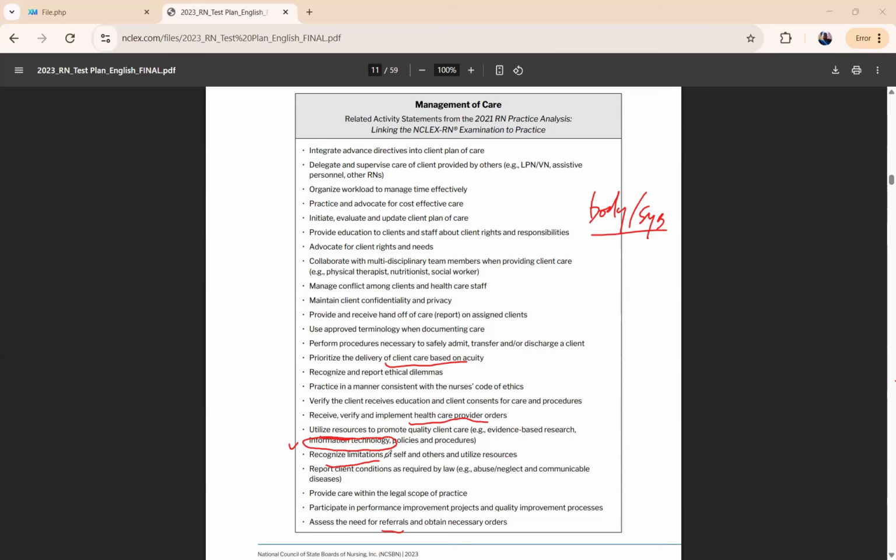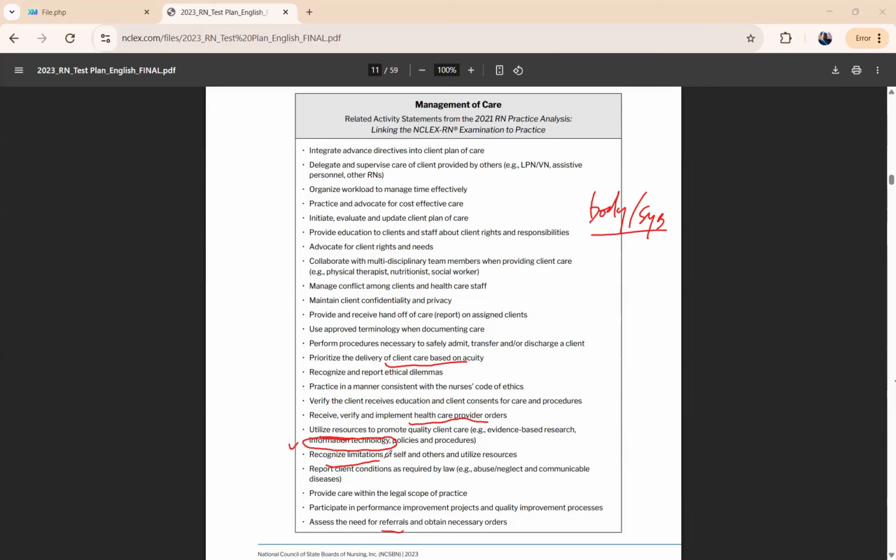And you can also utilize resources. Hospitals tend to have manuals for certain procedures that you want to carry out. So if you are finding it difficult with a certain procedure, you can check the hospital manuals to find out about it. Or maybe you don't understand a particular medication, or maybe the dose, you want to find out about the dosage, you can easily just check where they put the medication chart information, and then look for the information you are looking for. So that's about that. Now, report client condition by law.